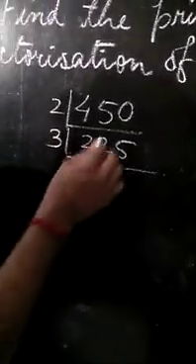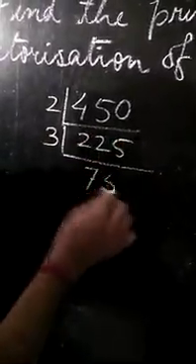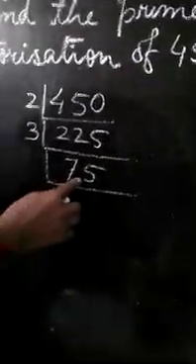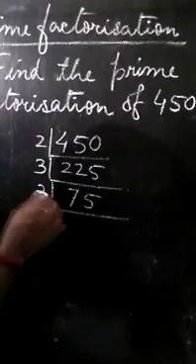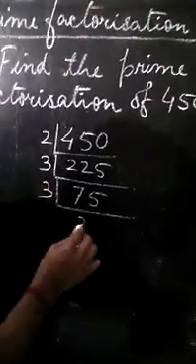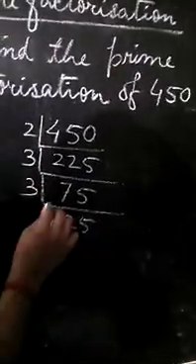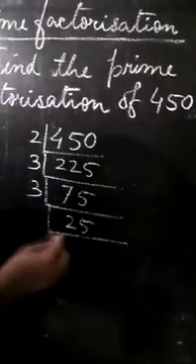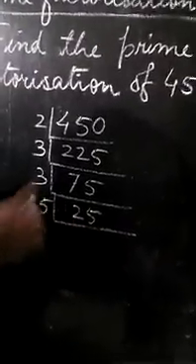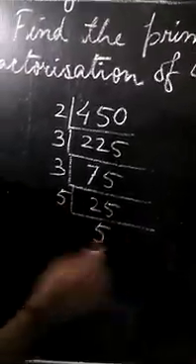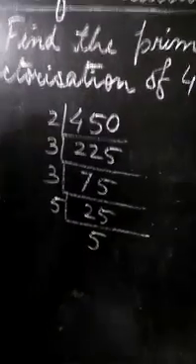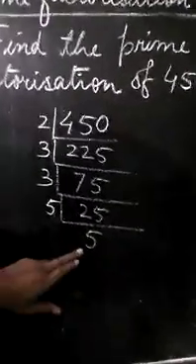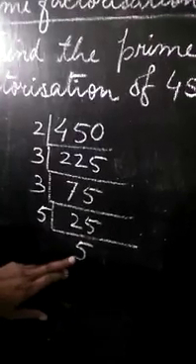3 7s are 21, carry 1, then 3 5s are 15, so we get 75. Now this 75 can again be divided by 3. So 3 25s are 75. Again this 25 can be divided by 5. Here comes your 5. Since this is also a prime number, we will stop over here.